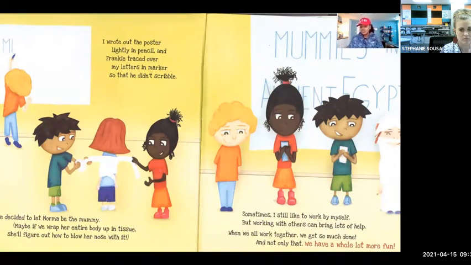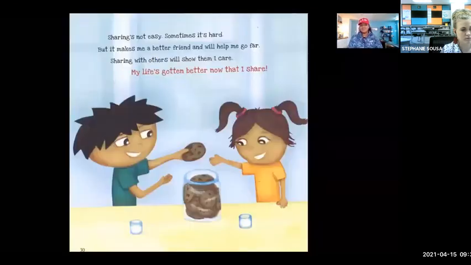Sometimes I still like to work by myself, but working with others can bring lots of help. When we all work together, we get so much more done. And not only that, we have a whole lot more fun. Sharing is not easy. Sometimes it's hard, but it makes me a better friend and will help me go far. Sharing with others will show them I care. My life's gotten better now that I share.